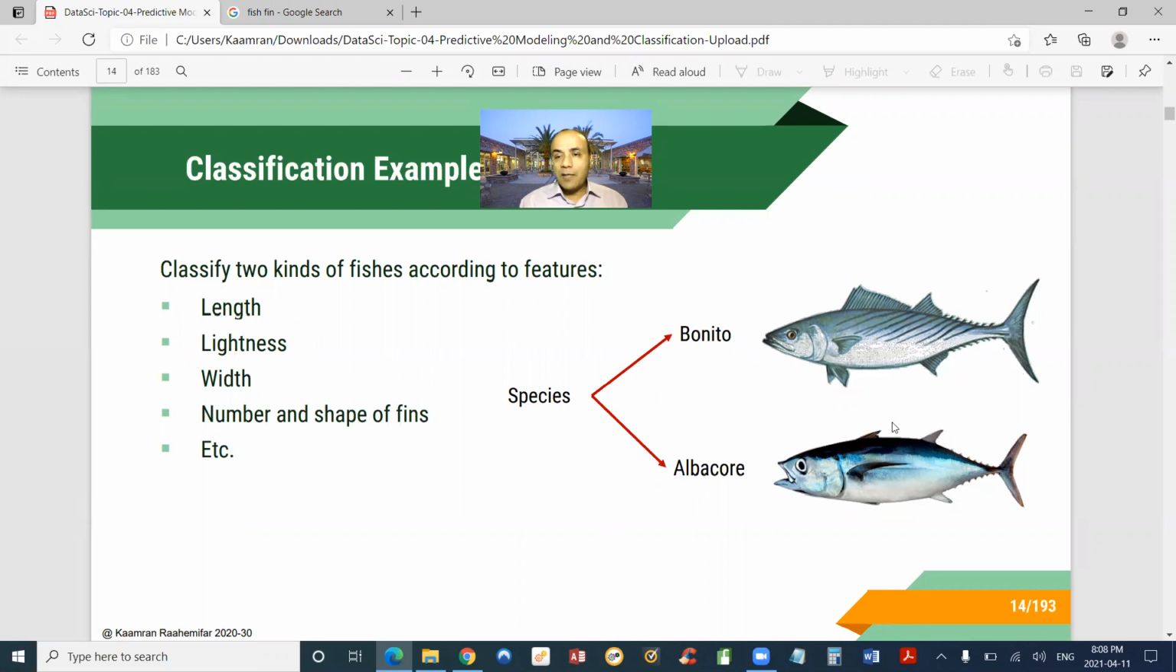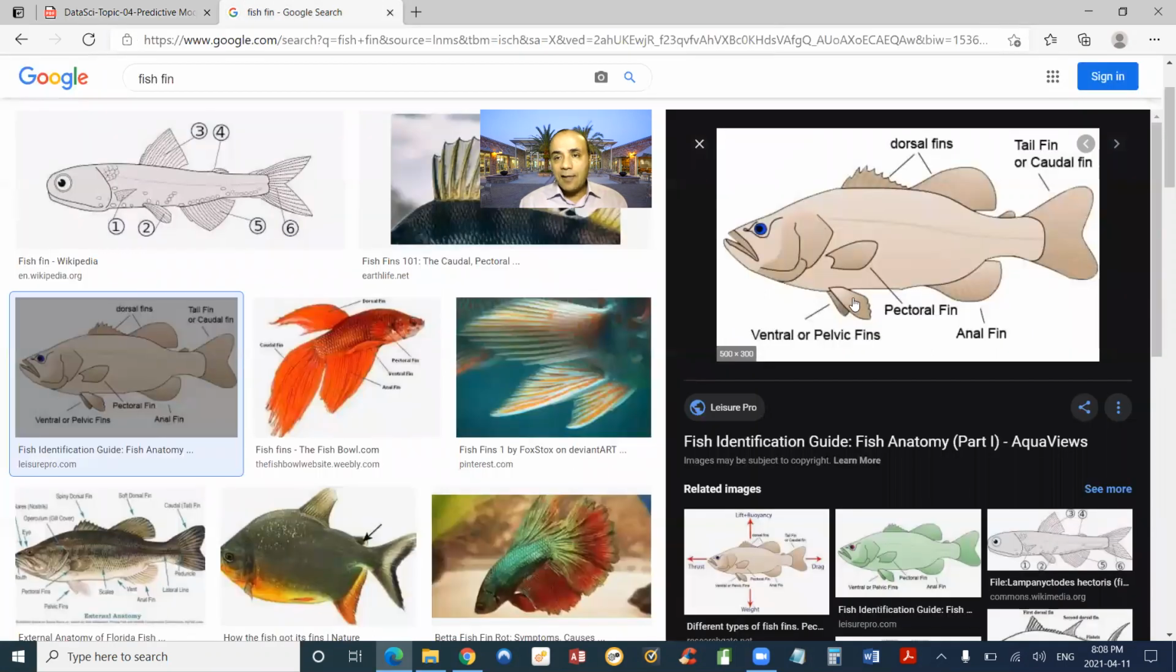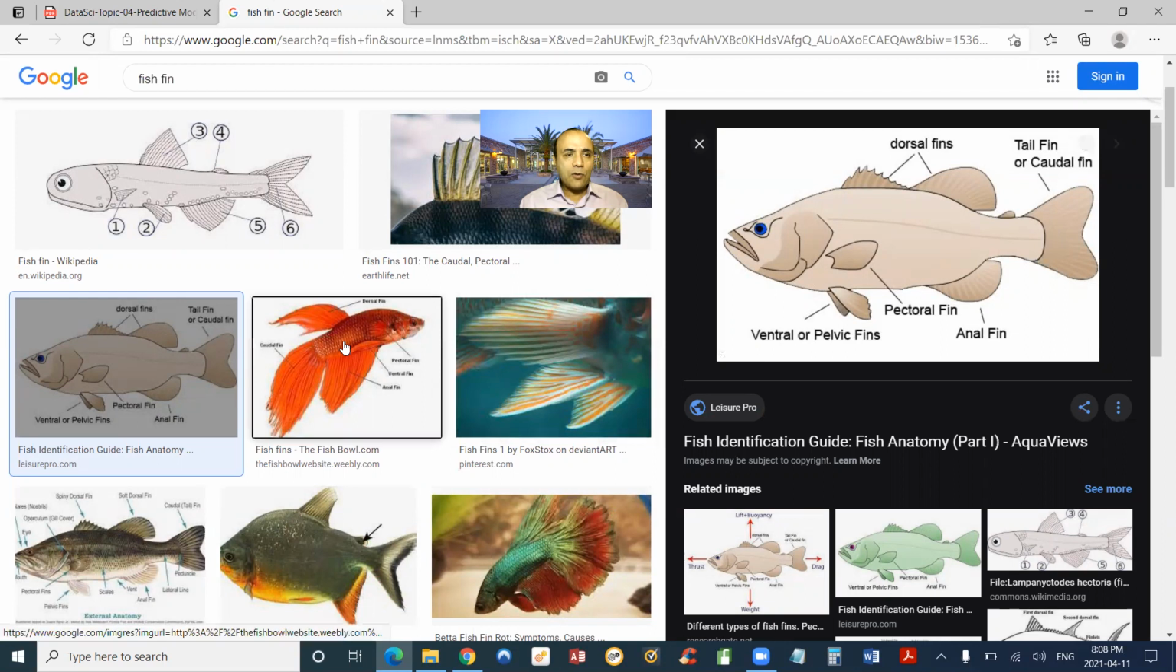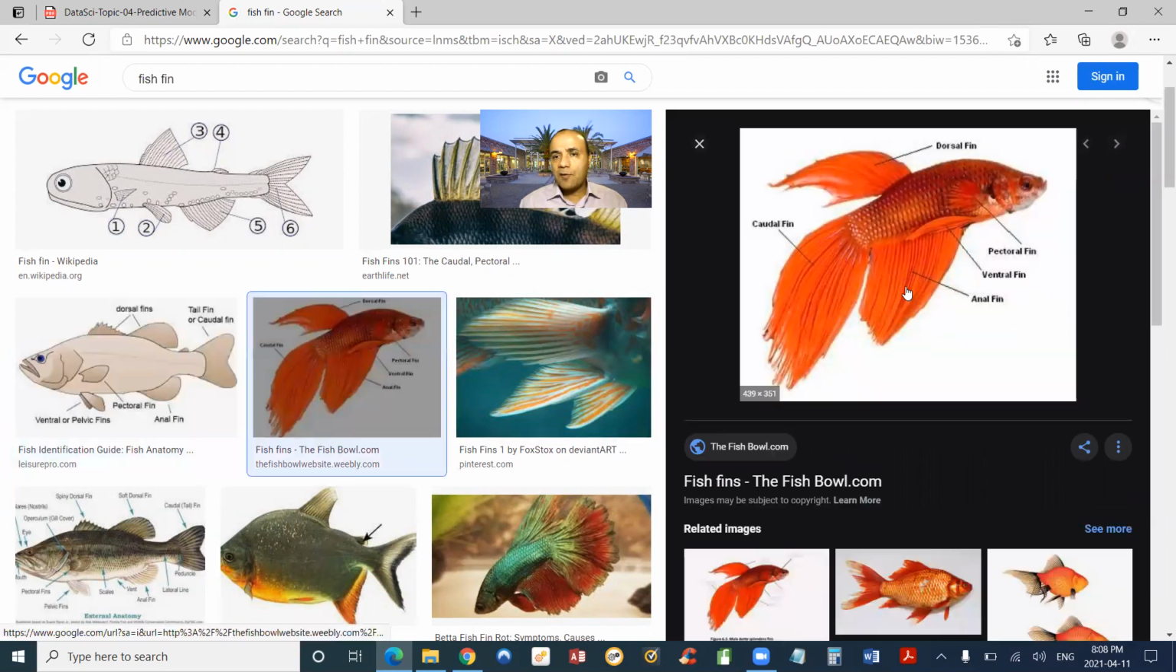Lightness is going to be about the color and the color intensity, and the shape of the fin. So as you can see, this fin is different than this fin. It's different than this fin. So they are different, and you could potentially go and take a look at different types of fin, different types of terminologies. But what is the purpose of this slide?